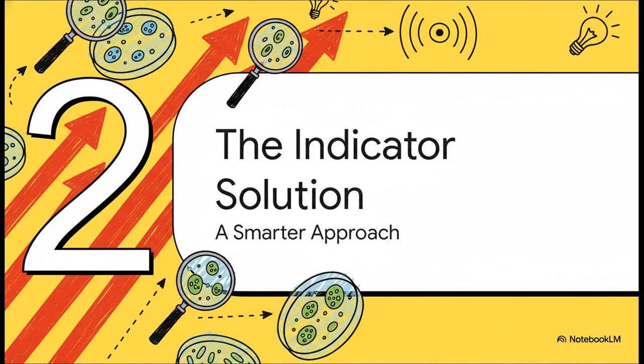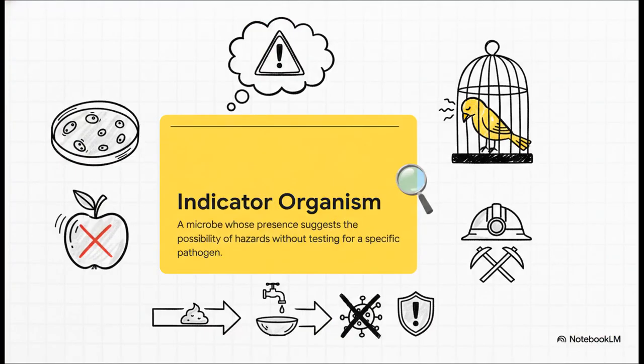Nope. They developed a proxy system, a really clever workaround. And that brings us to Section 2, the indicator solution. It's all about looking for clues and signals instead of hunting for the culprit directly. And this definition right here is the key to everything. An indicator organism is a microbe or a group of them whose presence tells us something about the food's history.